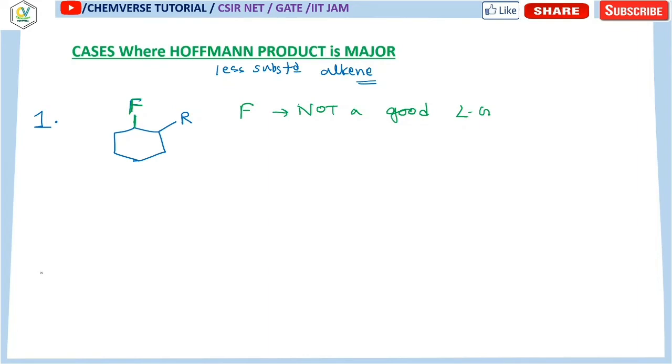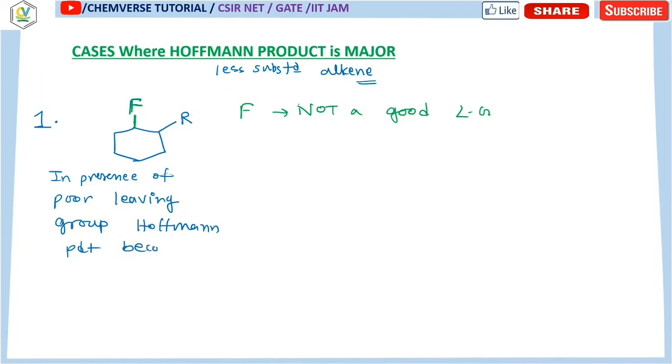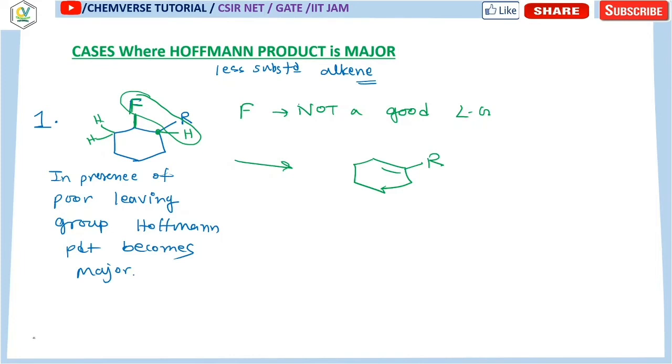So our first point is that in the presence of a poor leaving group, the Hofmann product becomes major. Now over here, with respect to this fluorine, in this carbon one hydrogen is present, and over here two hydrogens are present. So the double bond can form in this way, so that we can get this product, and the double bond can form the other way. That means on this side it can produce.